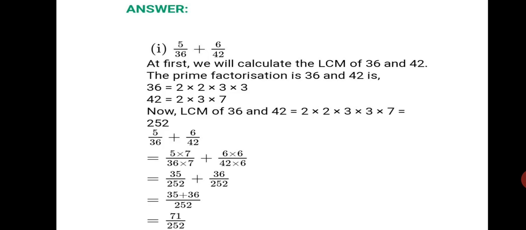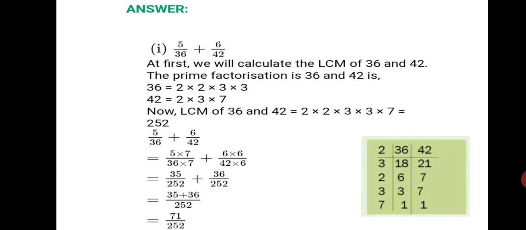The prime factorization of 36 and 42: 36 is equal to 2 into 2 into 3 into 3. 42 is equal to 2 into 3 into 7. And the LCM will be the common and uncommon factors multiplied, which is 252. I will show you the rough work here. Only for this sum; for the rest of the sums, if you want to equalize denominators and find the LCM, you will have to do the LCM in your rough work.